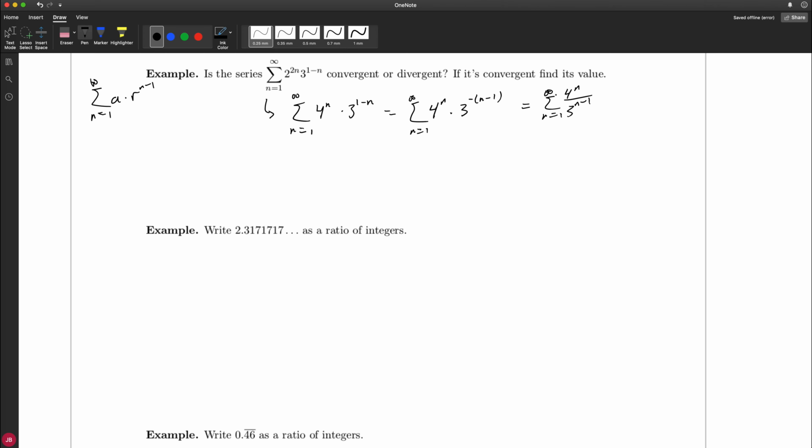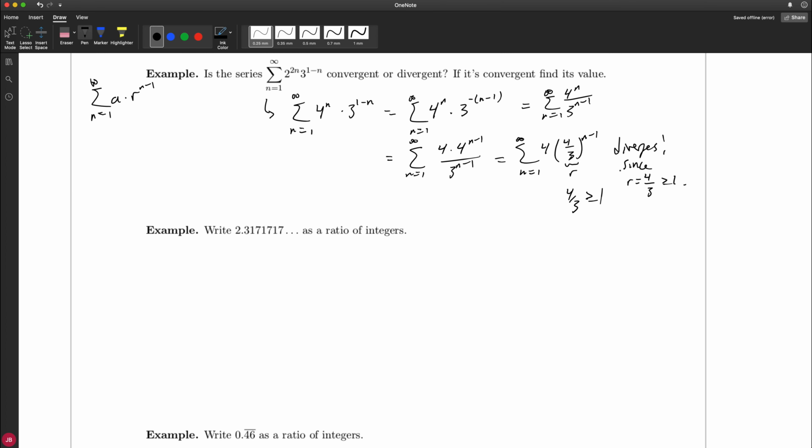I have 3 to the n minus 1, but I have an extra factor of 4. So what I'm going to do is peel one off. So I get 4 times 4 to the n minus 1 in the numerator, and I still have 3 to the n minus 1 in the denominator. Okay, now I'm in good shape here. This is 4 times 4/3 to the n minus 1. And now you'll notice my r value is 4/3, which is bigger than or equal to 1. So this actually diverges, right? Since 4/3 is bigger than or equal to 1, the geometric series diverges. And we learned that on the last page.